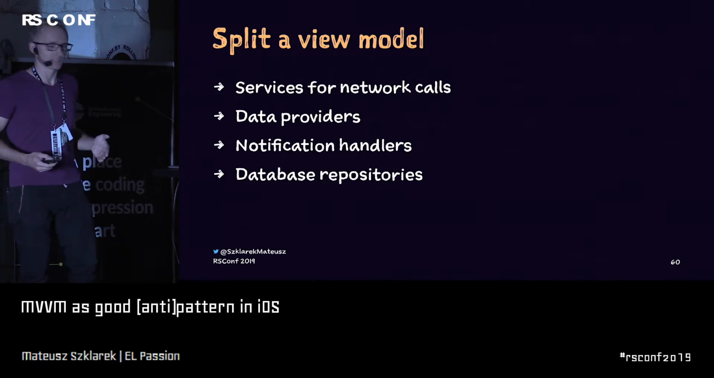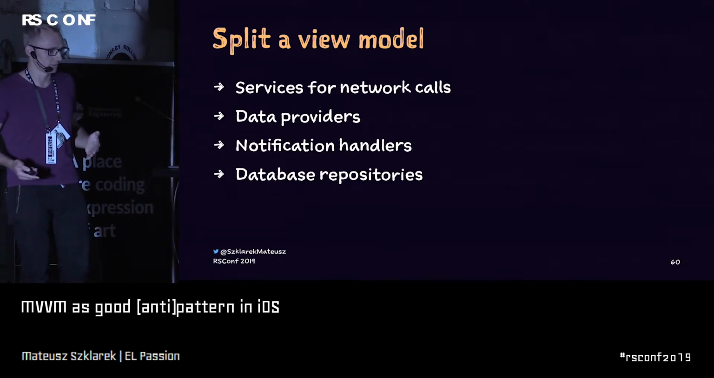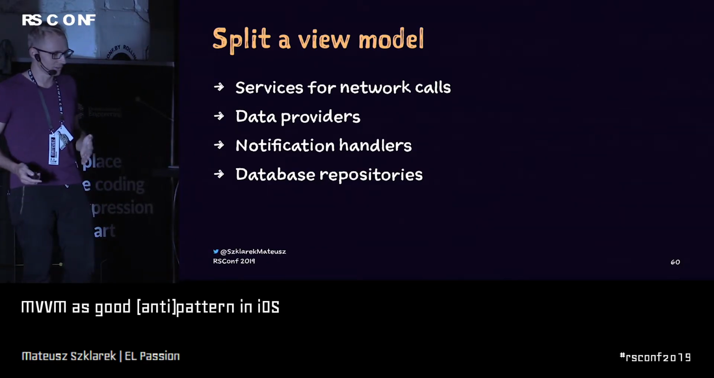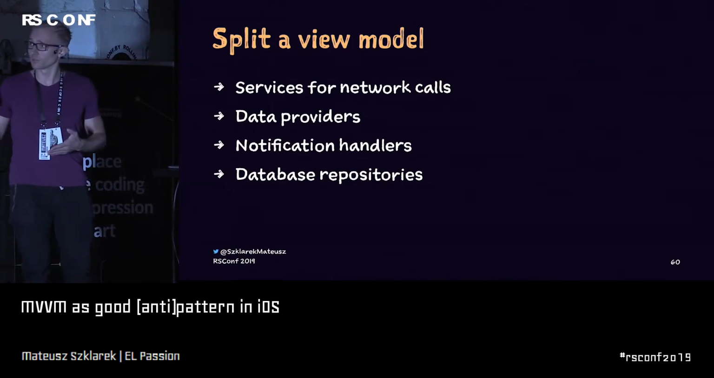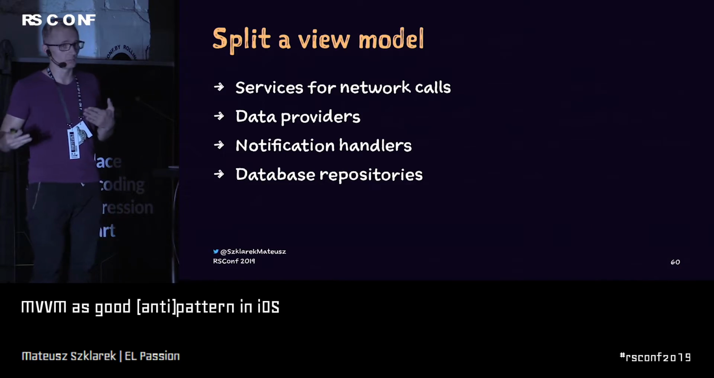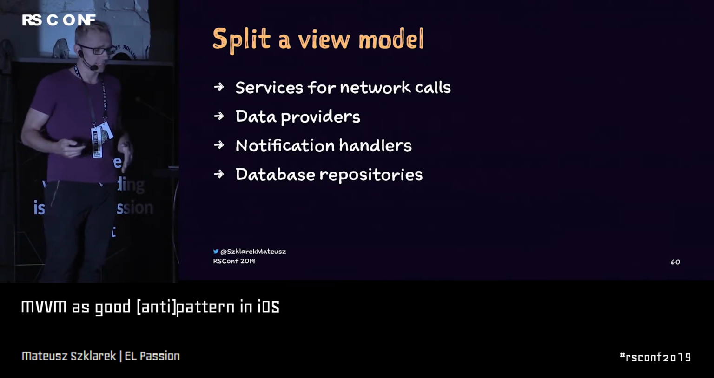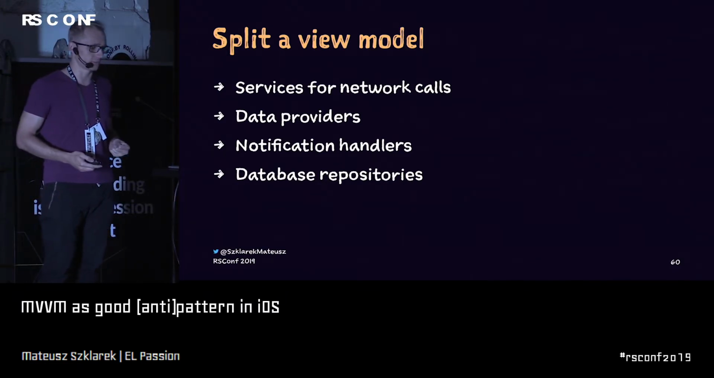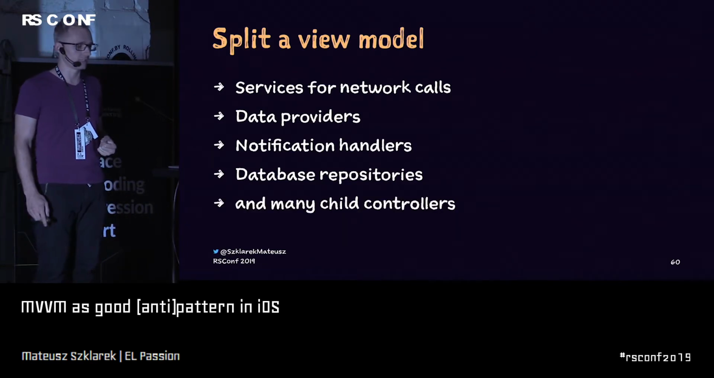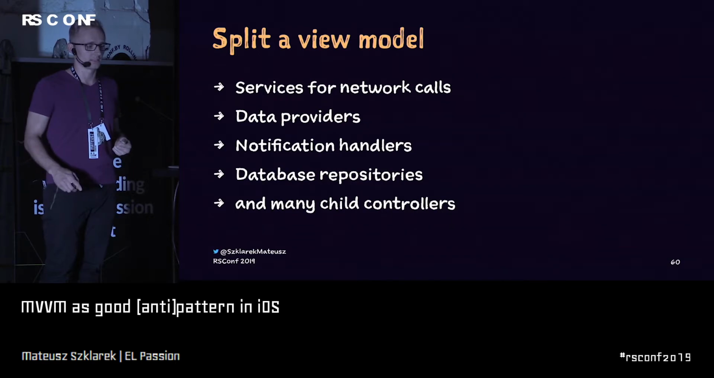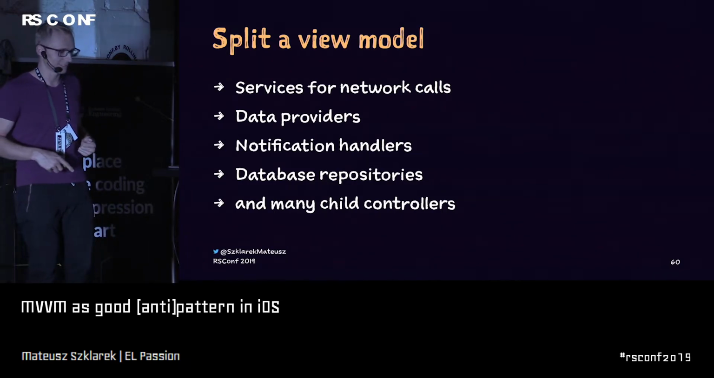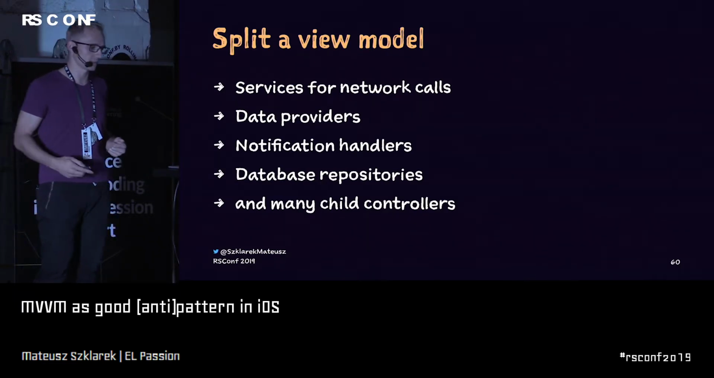We can easily split our view model into separate classes, which will be consistent with the SRP rule, like services for API network calls, data providers, which transform an API response to be easily readable by the view, notification handlers for managing different types of notifications, database repositories for storing objects, and many child view controllers. Fun fact: during the MCE conference in 2015, a guy from Facebook told us that the like button in the Facebook app is a separate view controller. So like you can see, it's doable.